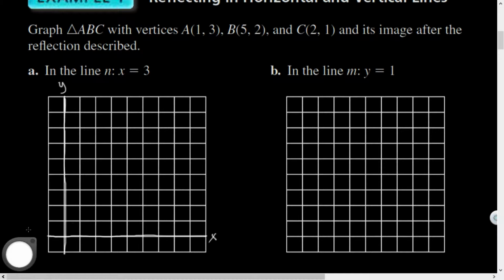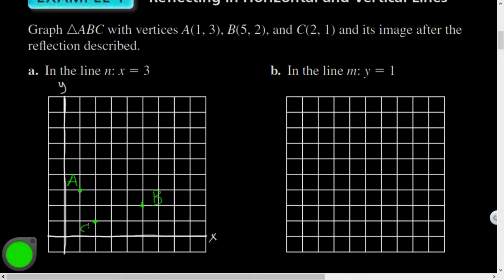There's my x-axis. Let's plot our original. A is (1, 3). There is A like that. B is at (5, 2), so over 1, 2, 3, 4, 5, and up 2 like that. So there's A, there's B. Where's C? Here we go, (2, 1), over 2, up 1.